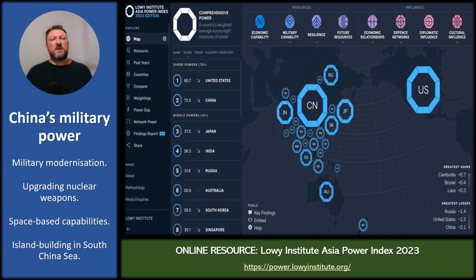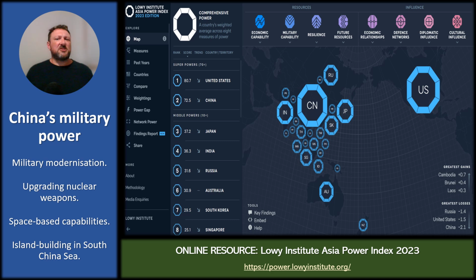Let's start with military power. This refers to a country's ability to use force, both to defend itself and to project power abroad. Key issues to consider here are China's ongoing military modernization and upgrading of its nuclear weapons stockpile, along with the emergence of its space-based capabilities and expansion of power projection in the South China Sea and beyond, along with its emerging cyber capabilities. Military power can be measured by the size and capability of a country's armed forces, including its weapons, equipment, and training.